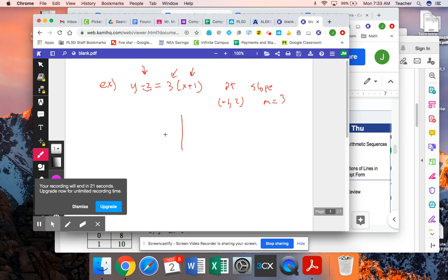And you can sketch that graph. At negative 1, 2, you have a point. And then you can go down 3 and to the left 1. And you'll get that line right there. So you can do that from point-slope form as well.